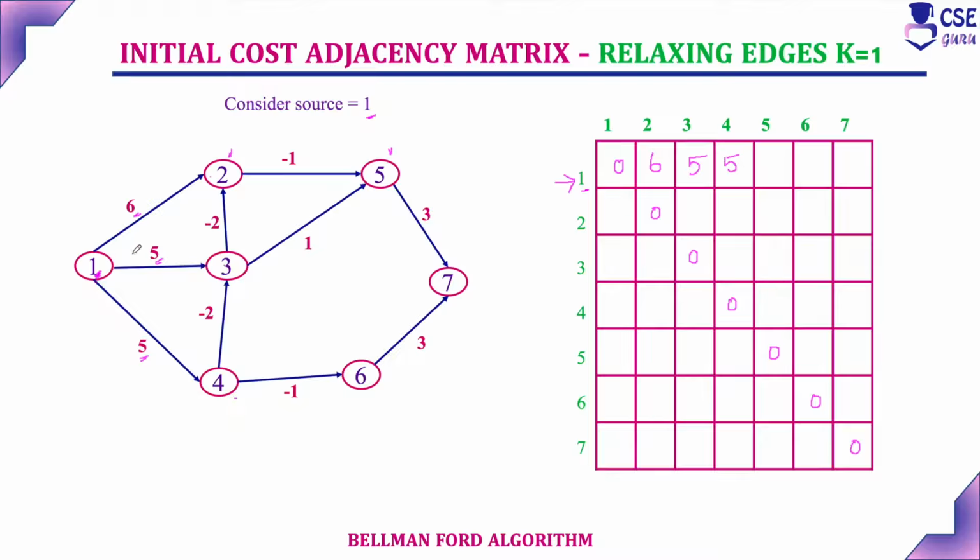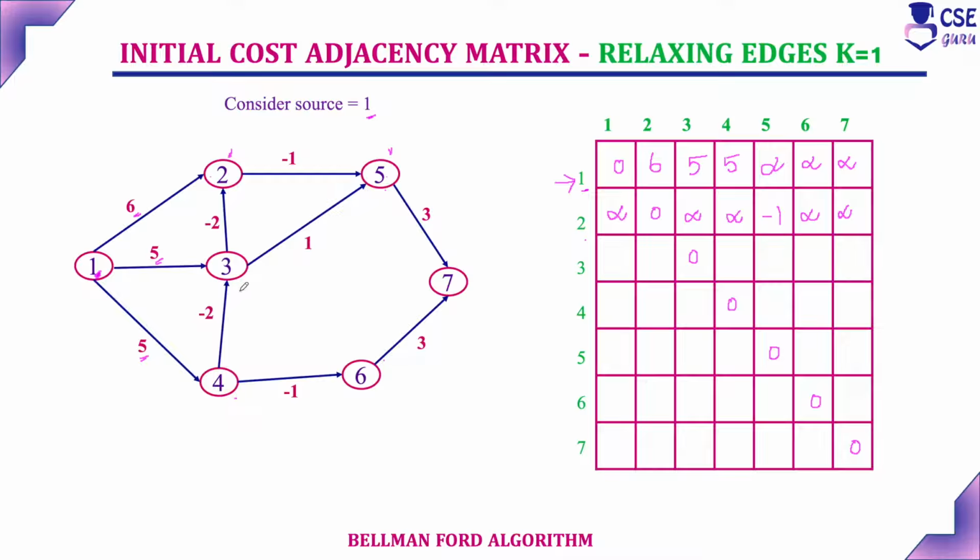And if you are considering the vertices 5, 6 and 7, there is no direct path from vertex 1. So we don't know the distance, so we will consider it as infinite. Similarly, we will implement for vertex 2 to 7. From 2, there is only one direct path, from 2 to 5. That is -1. And for all the remaining vertices, there is no direct path, we don't know the distance, so consider it as infinite.